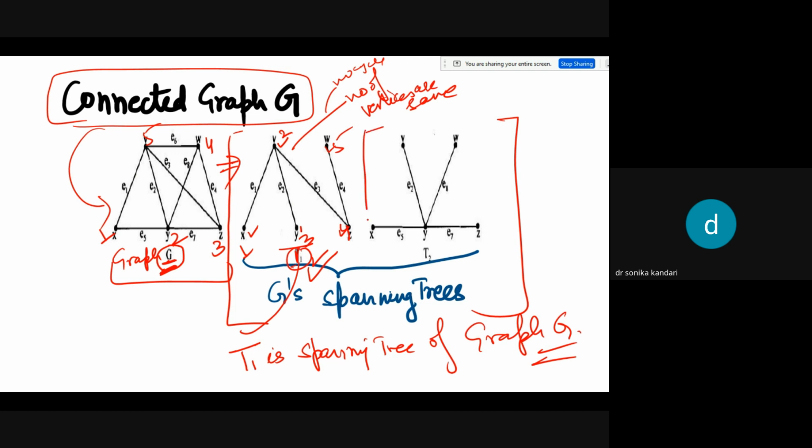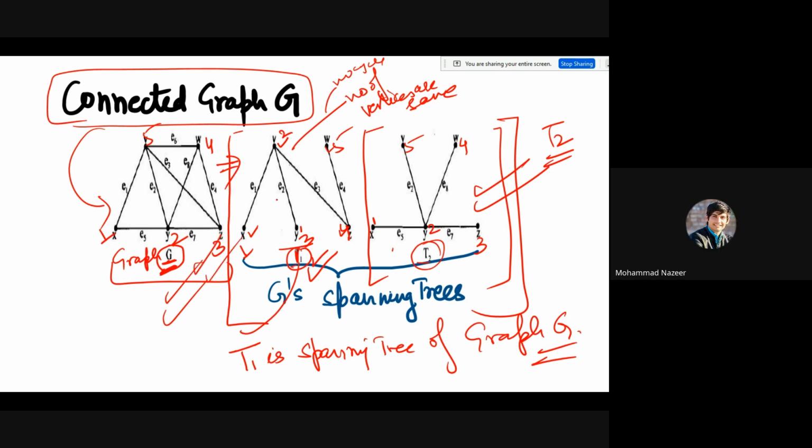Now check for T2. See the number of vertices: 1, 2, 3, 4, 5. And in G we had 5 vertices, so the number of vertices is retained. Now check for the cycle. Is there any cycle in T2? No. So T2 is also a spanning tree of graph G. Is it clear?